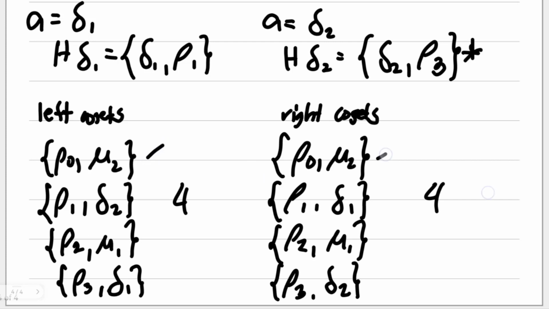For the left, we have the same here. But for the rest of the cosets, rho sub 1 here is paired with delta sub 2. That's for the left coset. Here, it's delta sub 1. These two are the same, but these two here are different. The point here is the left and the right cosets of the same subgroup on the same group are not the same. Unlike the subgroup generated by 2 and generated by 4 on Z sub 12, where the left and right cosets are just the same. This is because our D sub 4 here is not an abelian group.